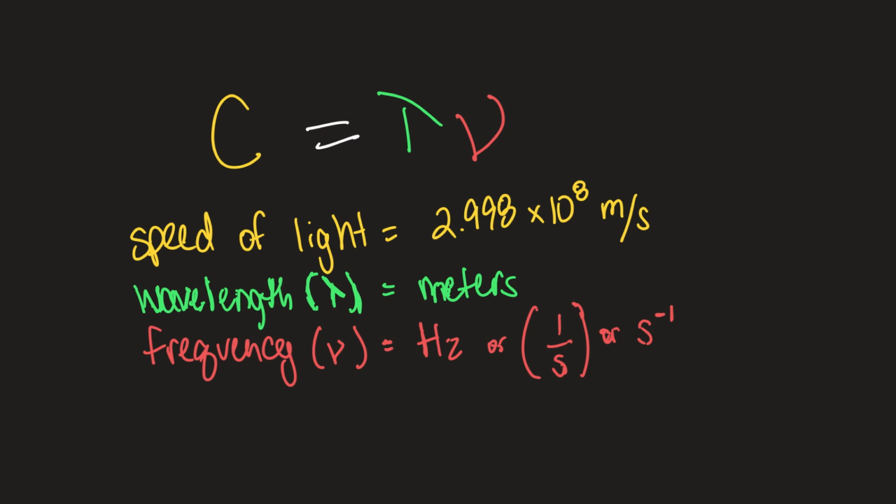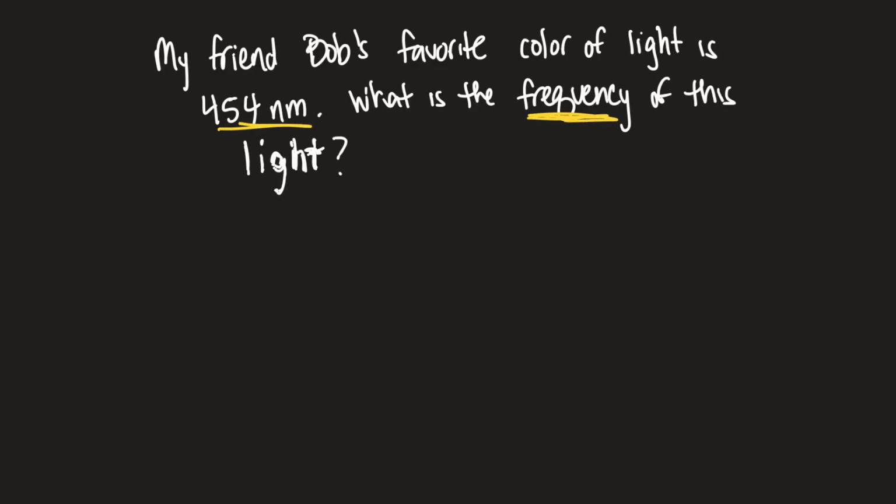All right, so let's do an example problem of how we could use this equation. My friend Bob's favorite color of light is 454 nanometers. What is the frequency of this light? Remember, the conversion between frequency and wavelength is your speed of light. So c equals wavelength times frequency. Remember, c is 2.998 times 10 to the eighth meters per second.